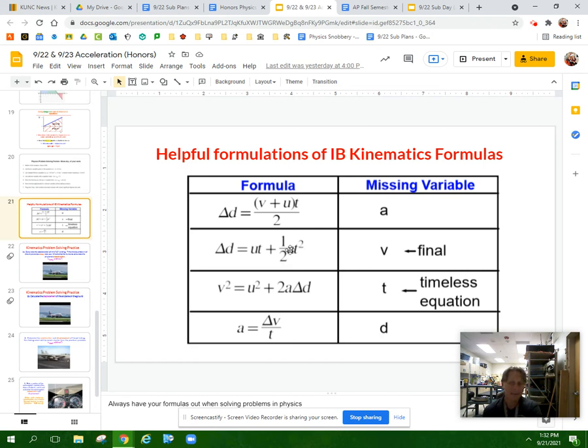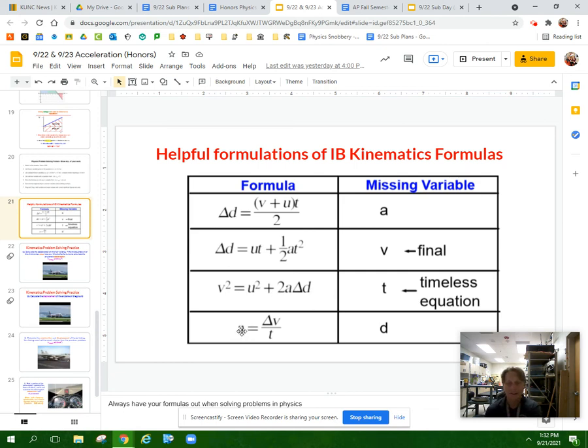Now, oftentimes you're going to substitute a right there with gravity, because gravity is what the acceleration is when you're throwing a ball up in the air or something like that. Now, this one is missing your final velocity. Notice that. Now, this one here, they call the timeless equation. It doesn't have time in it, and you're going to go to this one quite a lot. But it says your final velocity squared is equal to your initial velocity squared plus 2a change of position.